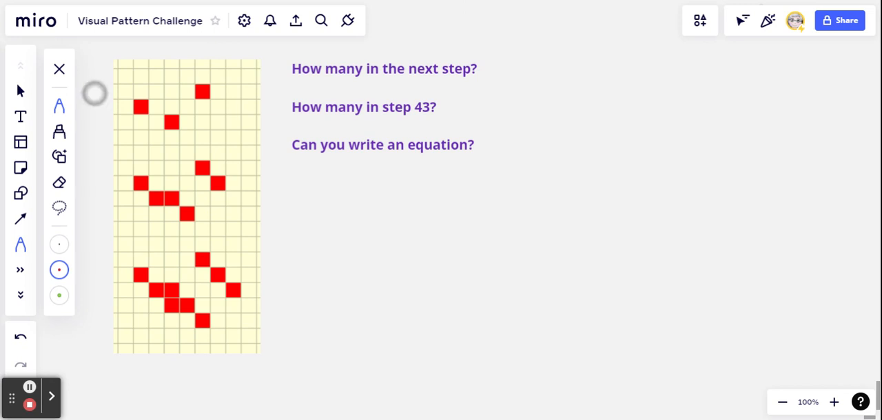Here's our pattern today. Here's step 1, here's step 2, here's step 3, and your challenge is to predict the number of squares in step 4. If you can do that, can you predict the number in step 43? And can you write an equation that could be used to predict the number of squares in any step at all? So that's the challenge. If you'd like to accept it, pause this video and see what you can do.